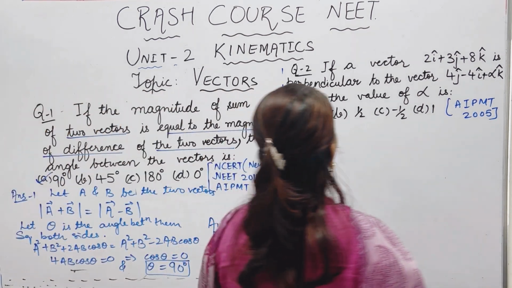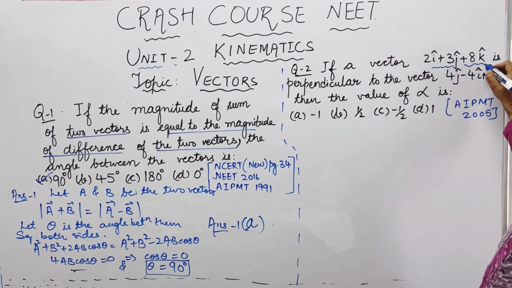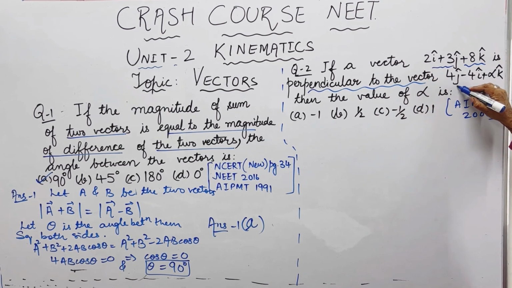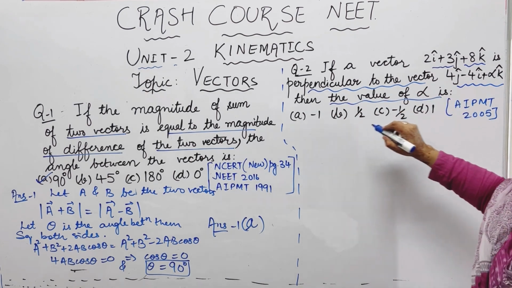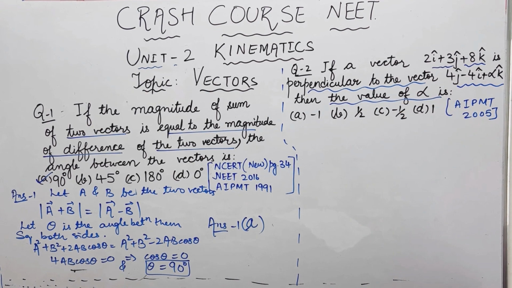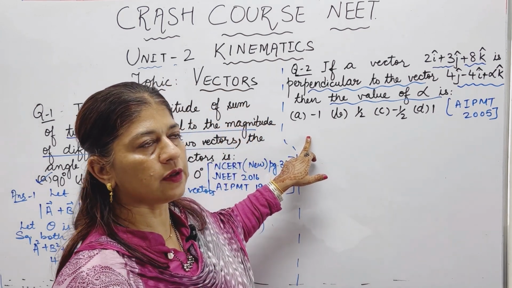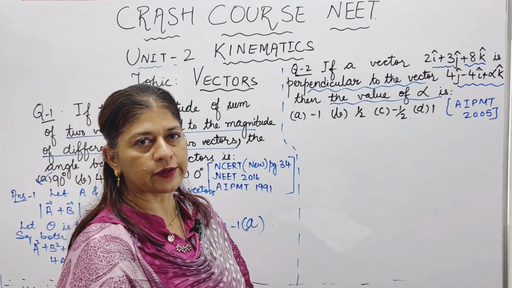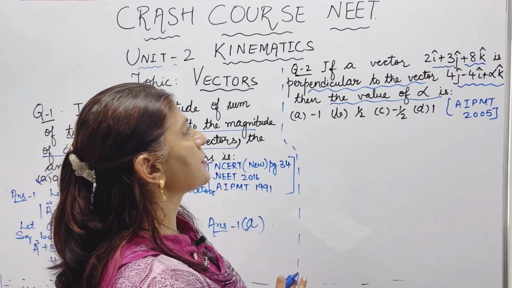Now look at the second question. If a vector 2i cap plus 3j cap plus 8k cap is perpendicular to the vector 4j cap minus 4i cap plus alpha k cap, then find out the value of alpha. Options are given here, and this question has come in All India PMT in 2005. Now if you remember the concepts, there we have seen one of the properties of the dot product of vectors. If the dot product of two vectors is 0, it means they are perpendicular to one another, and we are going to apply the same here.